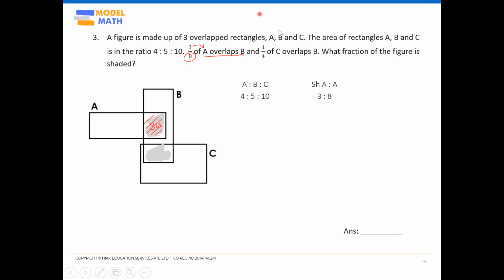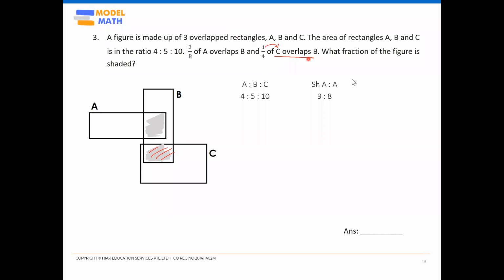Now let's go on to the next fraction. So 1/4 of C overlaps B. Again, the overlapping of C with the rectangle B will be this portion here. So 1 unit of C overlaps B. This shaded portion is treated as your 1 unit.